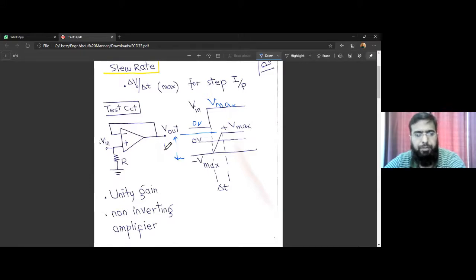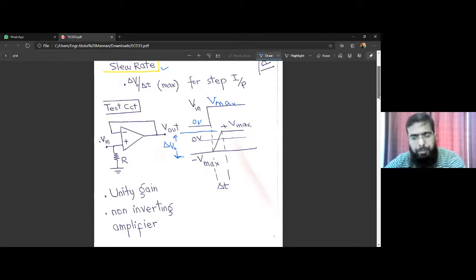So it's a very important parameter, and it shows a shortcoming of the op-amp based amplifier: there are quick changes at the input, but it takes some time for those changes to appear at the output. The change of voltage divided by the time taken to observe that change at the output, the ratio of these two quantities, we call slew rate. So it's a very important parameter.